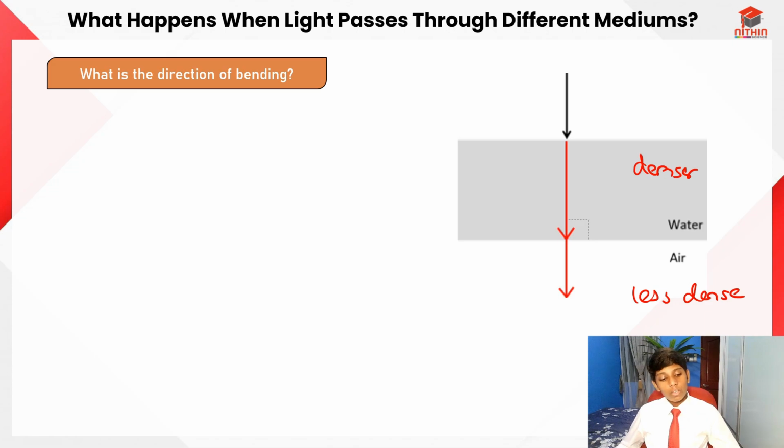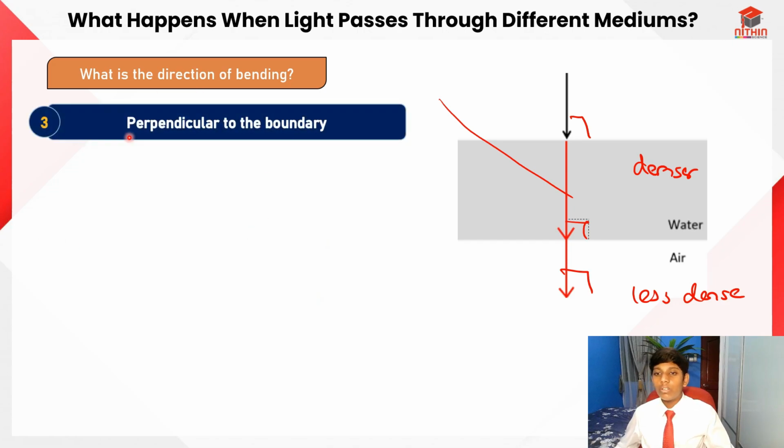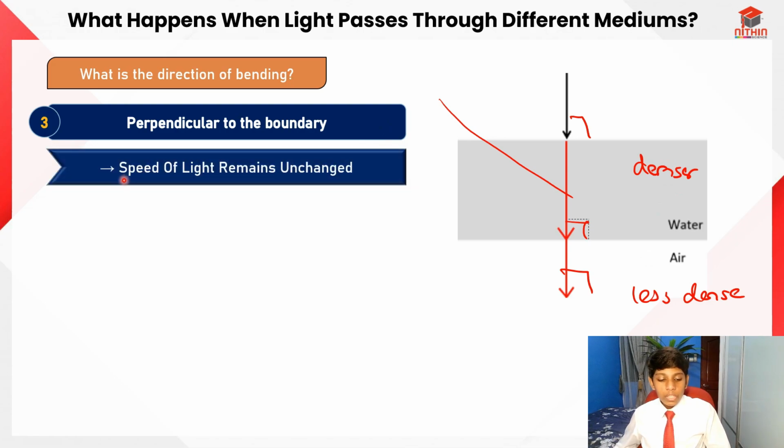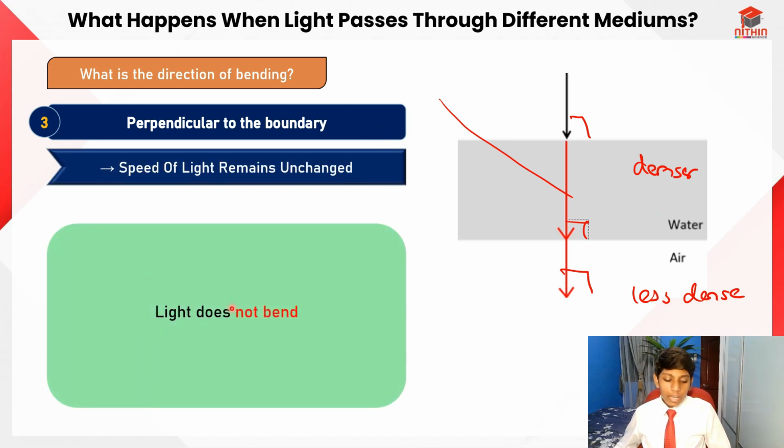You have to know something. Bending of light, refraction of light, only happens when the light comes in at an angle. But if it comes totally perpendicular, it means that it will stay perpendicular and go straight. The ray of light will not go towards or away from the normal. So you have to understand that. So the third scenario is perpendicular to the boundary. The speed of light remains unchanged and the light does not bend. This is a special scenario. I hope you understood that. Now let's move on.